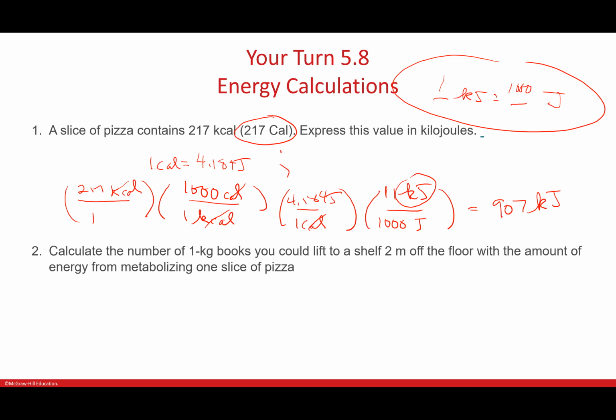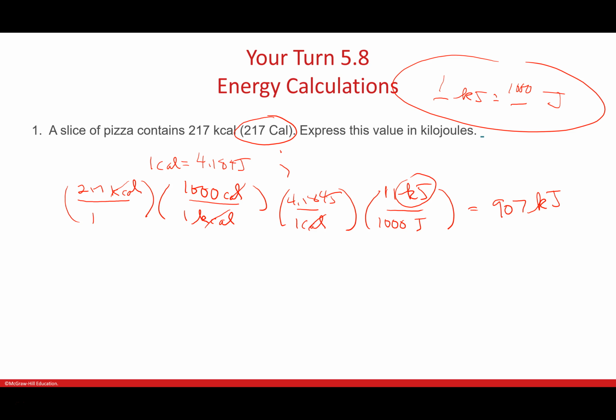What do you think, Billy? We need to take it times 1,000 and divide it by the 4.184. Did you get the same number? If you can work it a different way and get the same number, that's fine too, because people think of it differently, different ways to work it.